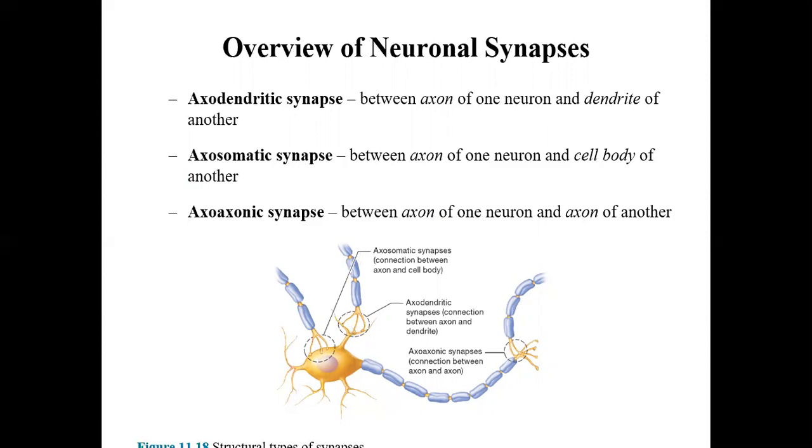Axosomatic, soma is the word here for body or cell body. And so an axosomatic synapse just means that the axon is forming a junction with the cell body of the neuron. Then the axoaxonic synapse, kind of hard to say, but that particular axon is actually just going down to another neuron. It's a connection between the axon and another axon. So they actually kind of merge together.